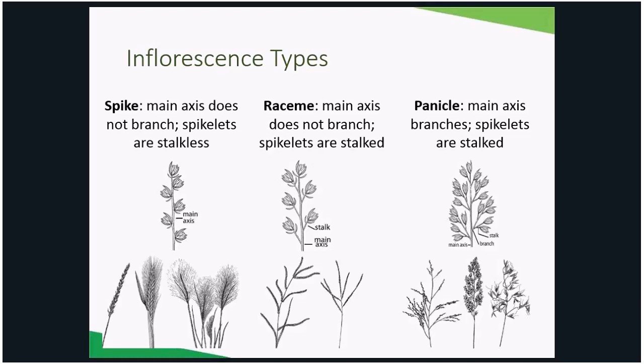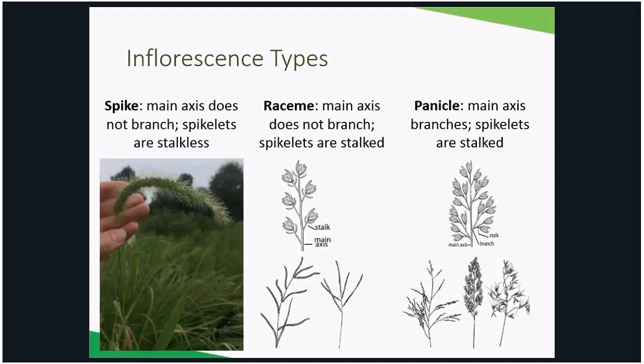So there's 3 main types of inflorescences or arrangements of those spikelets that can help us tell what grass we're looking at. So the first one is a spike, and you can see here some drawings of what a spike inflorescence looks like. It basically means that all of those flowers are directly attached to the main stem. So here's an example of giant foxtail, which has a spike. So again, you can see how all of those seeds are attached directly to the stem.